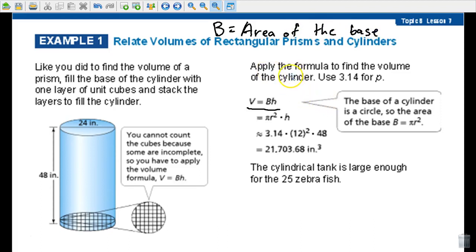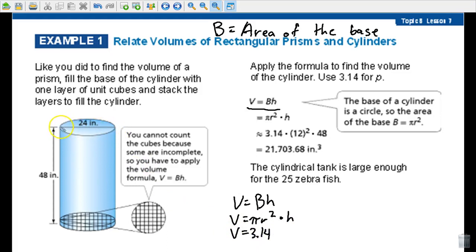So you just plug it in. Volume equals capital BH, but we know that the B is actually the area of the base, which is pi r squared. So pi r squared times h. Now let's plug in the numbers. V equals, what is pi? 3.14. What is r? Well, we look at this.